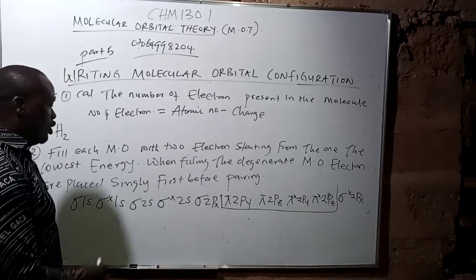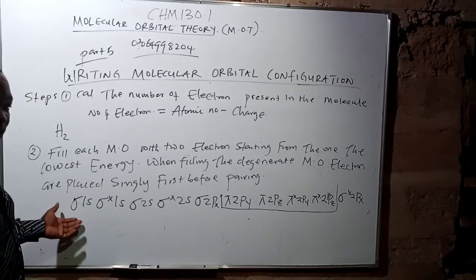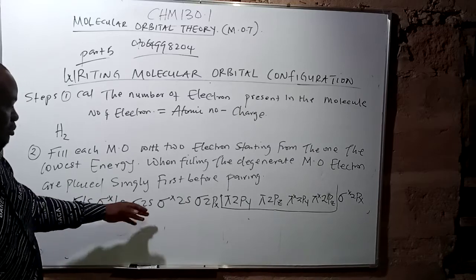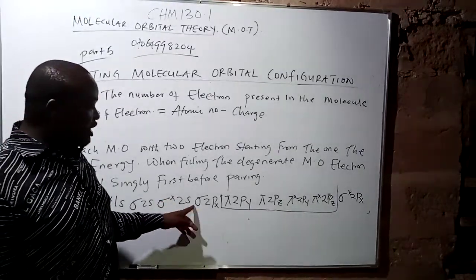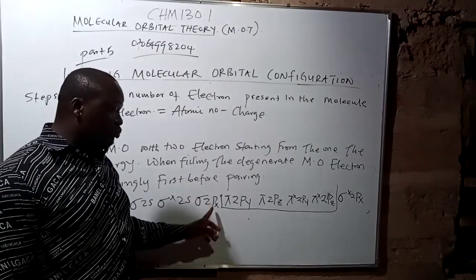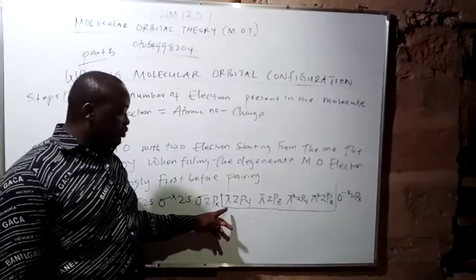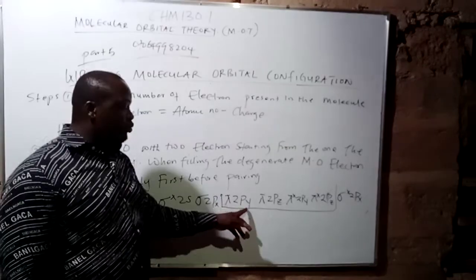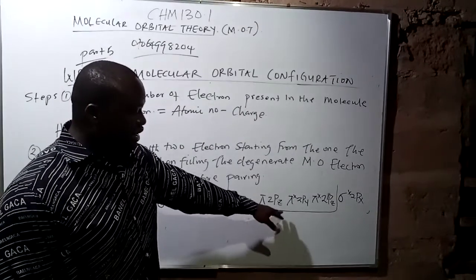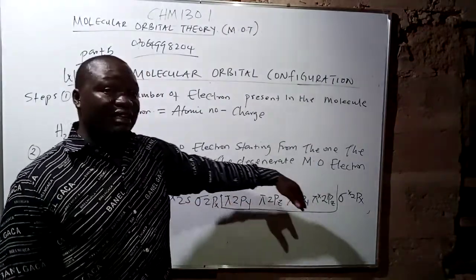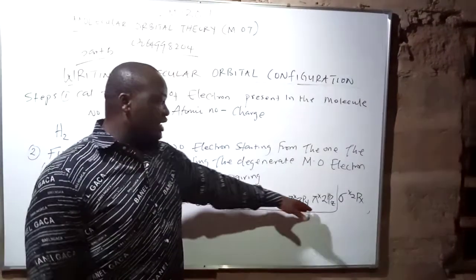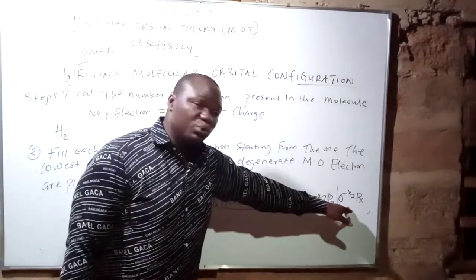Now, all you need to know, of course, I said bonding 1s, antibonding 1s, bonding 2s, antibonding 2s. Then you go to the 2p. We start with the bonding sigma 2px. Then the next ones are pi 2py, pi 2pz. Then you write the antibonding, because we have to write the bonding before we start writing the antibonding. And of course, we end with sigma s.